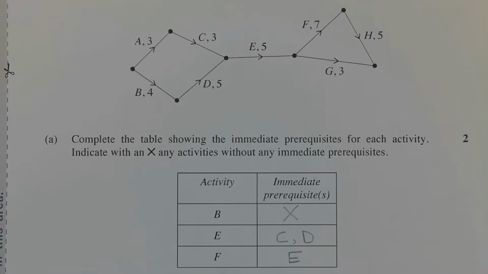Let's consider the immediate prerequisite or prerequisites for activity B. So looking at the network diagram, we find activity B and then consider the activity or activities that must be completed just before in order for activity B to commence. And from the network diagram, we can see that there are no immediate prerequisites for activity B. So in the table, we'll place a cross here in the row for activity B.